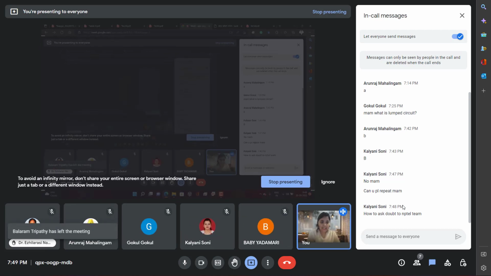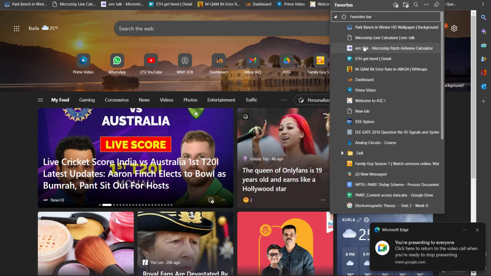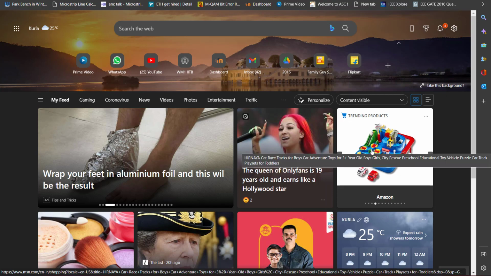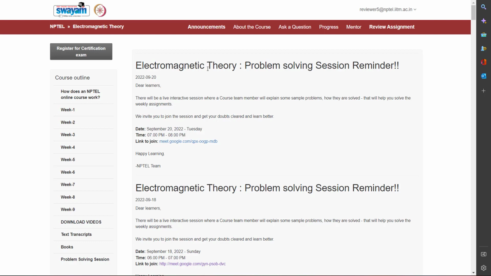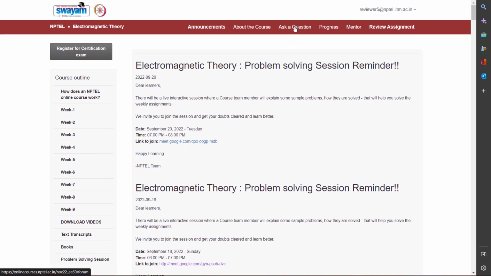And Kalyani, I'm going to show you how to ask a question to the NPTEL team. First you have to go to the SWAYAM portal. Problem solving session reminders for today. I hope you know how to reach here. Yes, ma'am. If you know how to reach here, then here is Ask a Question. Can you see here? Ask a question is given.